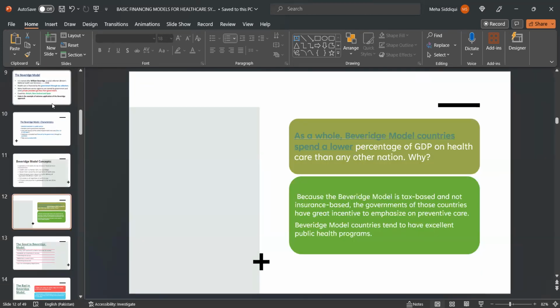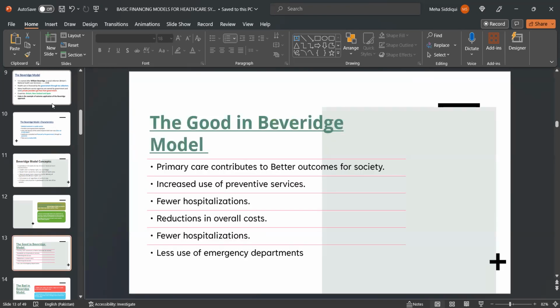Now, as a whole, Beveridge model countries spend a lower percentage of gross domestic product on healthcare than any other nation. Why? Because the Beveridge model is tax-based and not insurance-based, the governments of those countries have great incentive to emphasize preventive care. So the countries where this model is working tend to have excellent public health programs.